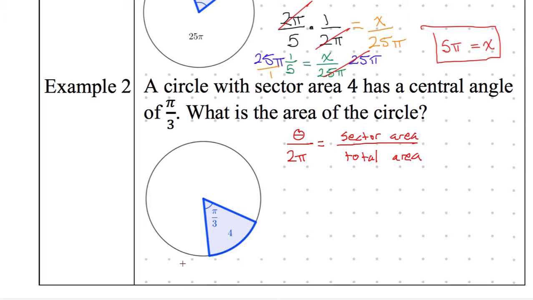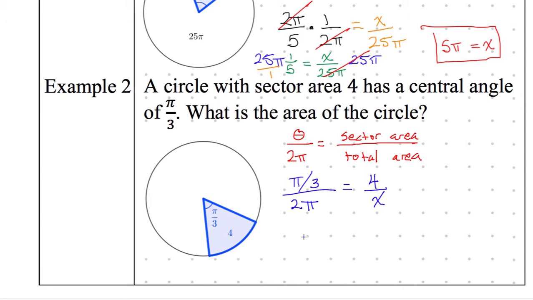Is this right? Yeah, read it to us, Aurelio. Oh, it is? Yep. So it's pi over 3. It's going to be pi over 3 for the numerator, and then 2 pi for the denominator equals 4 over x.